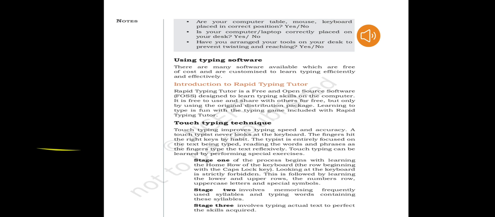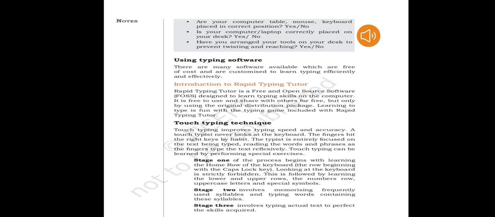So, we were on chapter number 2, which is data entry and keyboard skilling. We have studied some of the parts. Now, we will continue the remaining parts. Using typing software: there are many software available which are free of cost and are customized to learn typing efficiently and effectively. So we can use them effectively and efficiently.